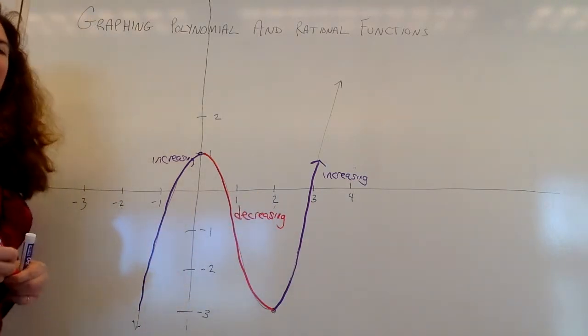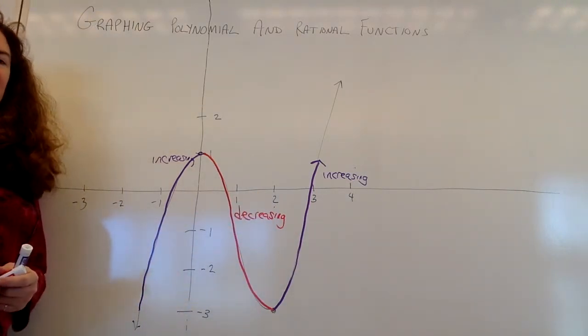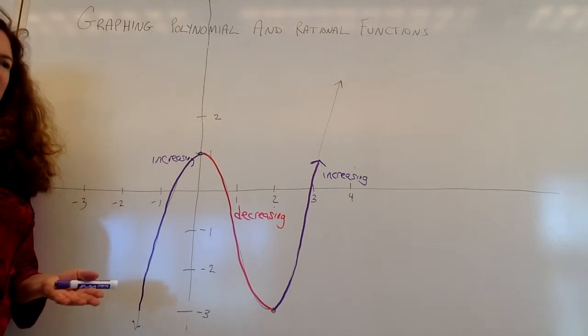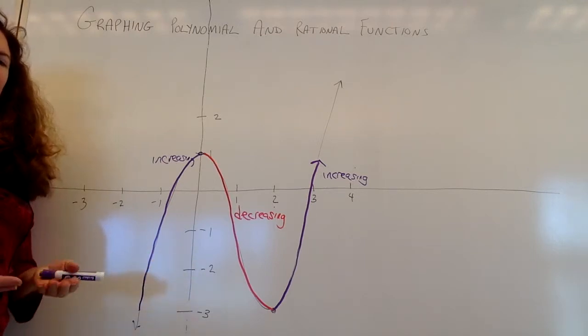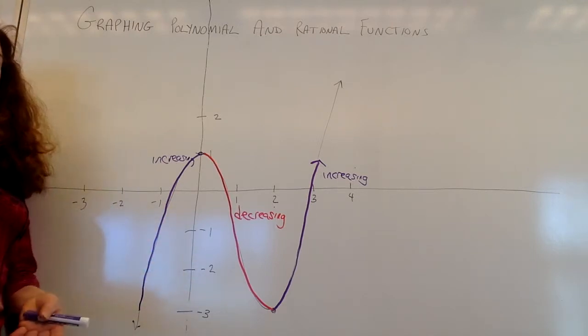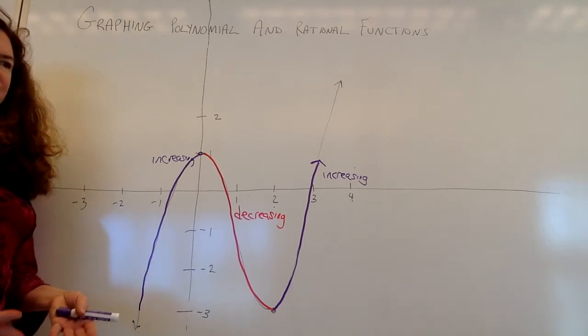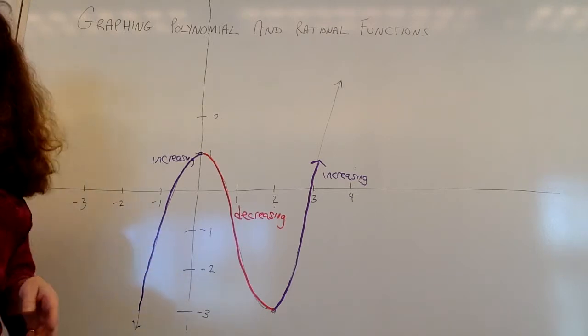If we have the graph, that's pretty easy to tell. But what if we just have an equation? How do I figure out where it is increasing, where it is decreasing, if I don't know how to graph it? And so there's an interesting thing that we notice here.